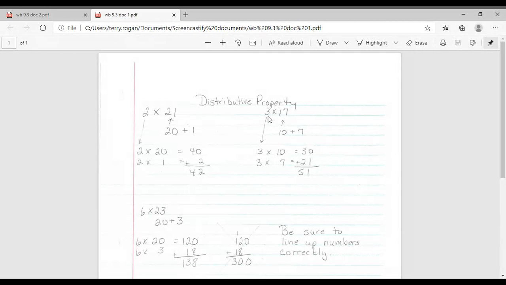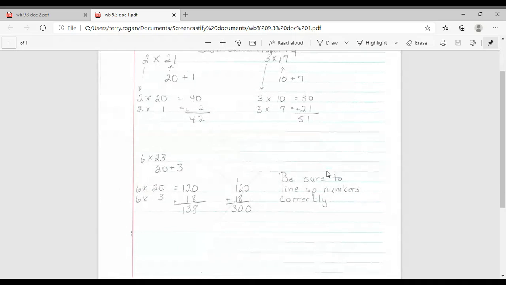If you had a problem like 3 times 17, you're going to split apart this number into 10 plus 7. 10 plus 7 equals 17. And you're going to take each one of these parts and multiply it by 3. So 3 times 10 equals 30, and 3 times 7 equals 21, and then you add them together to get 51 as your final answer.